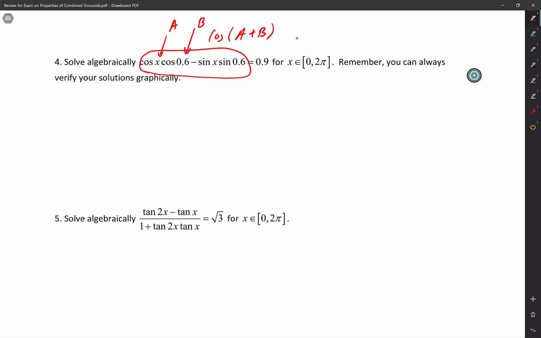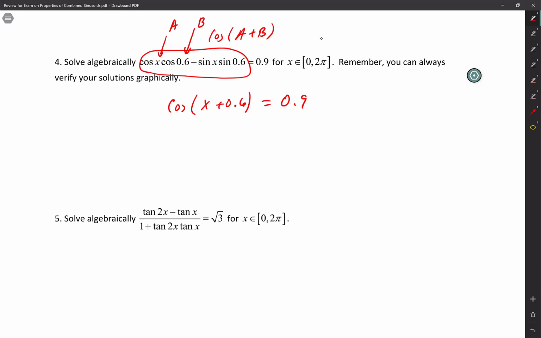So you rewrite it, and you're going to go cosine of x plus 0.6 equals 0.9. And then once you have it in that format, now it's easy to do. You do need a calculator because that 0.9 is not a perfect coordinate. I just want to see straight calculations, guys.